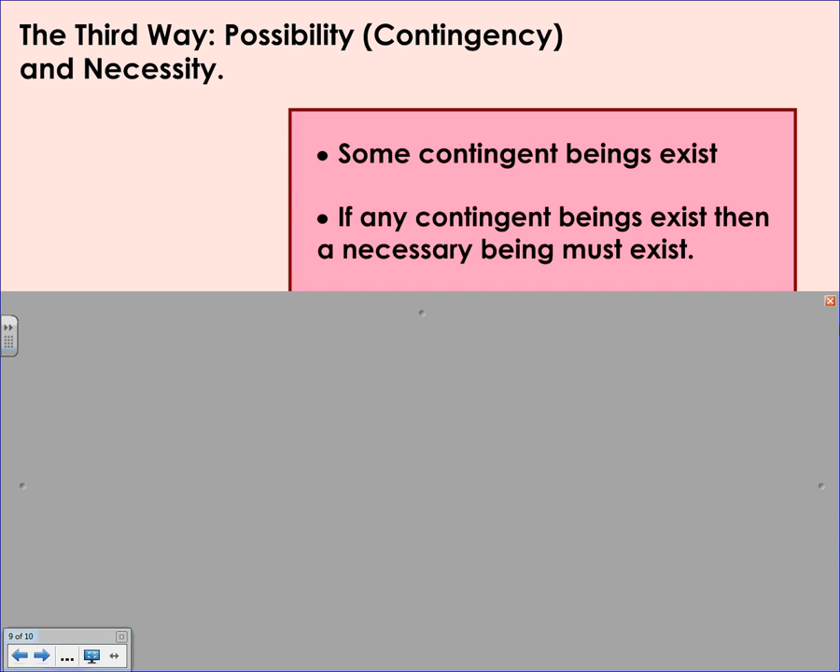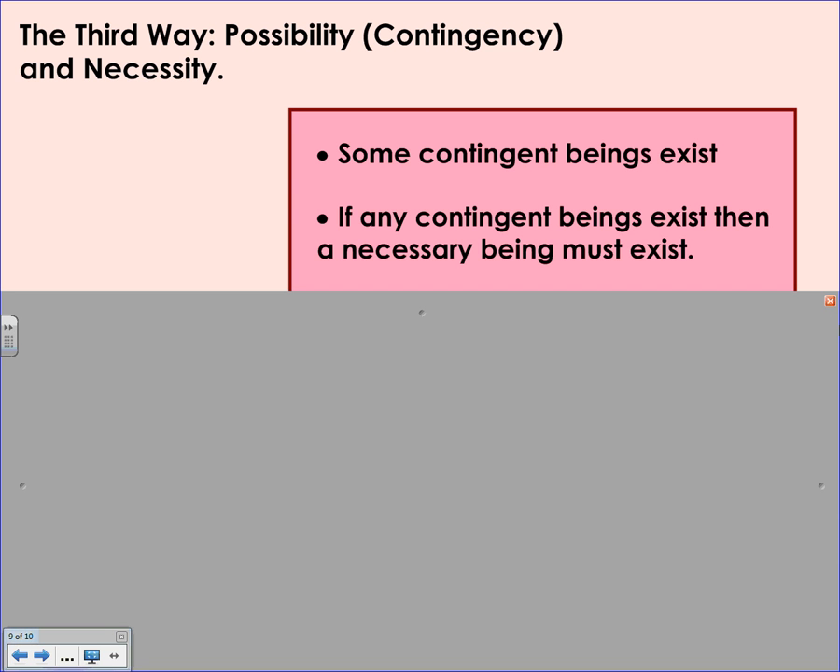Now, if that was the case, and there's only the possibility of having contingent things, then contingent things could never have come into existence at all, because there would have been nothing to start the contingent item off. So all beings cannot be contingent. Instead, there must be a necessary being.